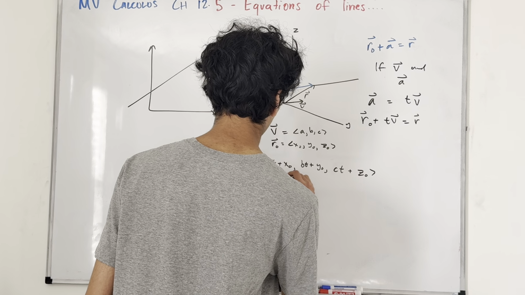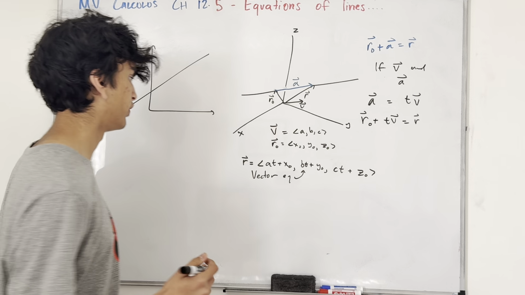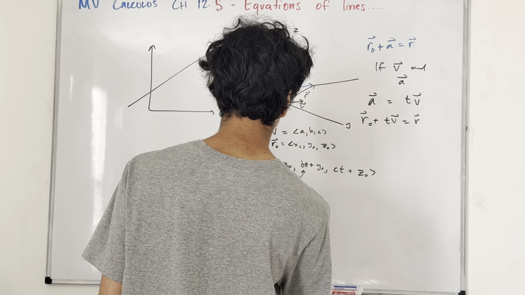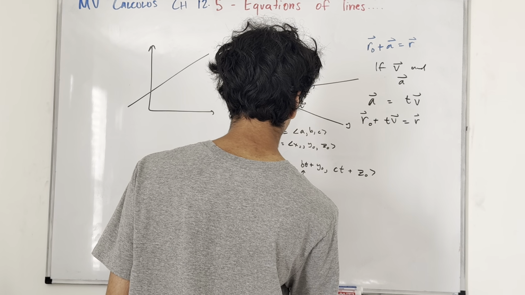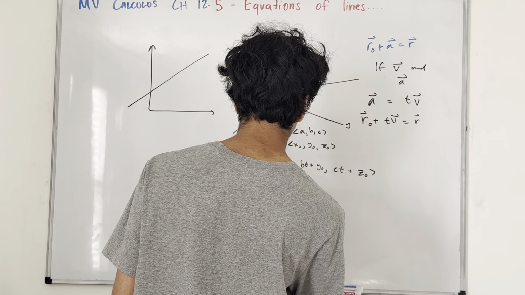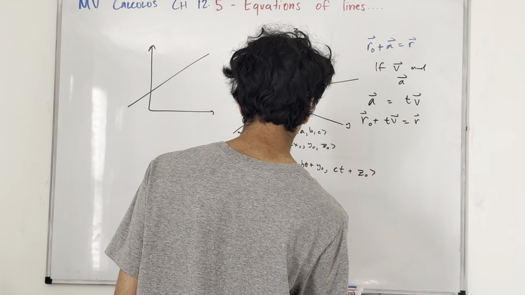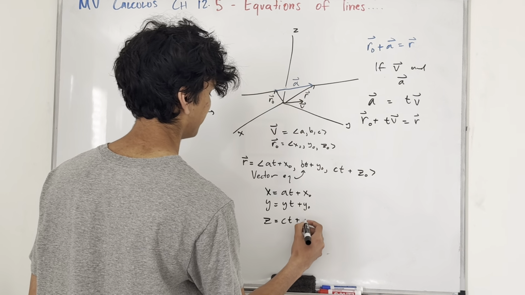I can even express this as parametric equations, where x is equal to a times time plus x initial, y is equal to b times time plus y initial, and z is equal to c times time plus z initial.